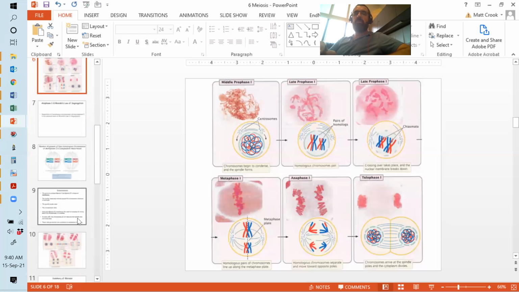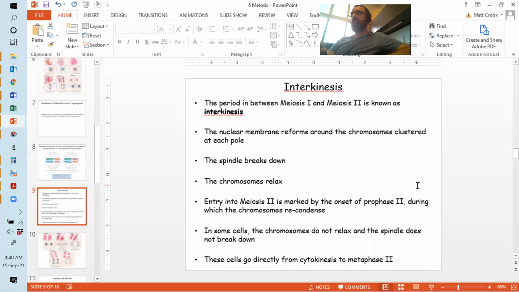Meiosis 2, and we do go through interkinesis, which varies between organisms. So essentially, you can have either a pause where chromosomes decondense and the nuclear membrane reforms and so on and so forth, like you would with mitosis. Other organisms, they just go straight through into metaphase 2, right? They kind of skip the prophase 2.